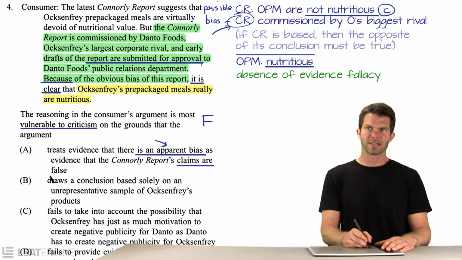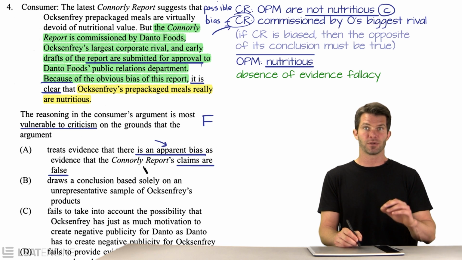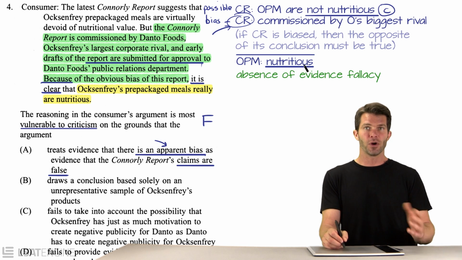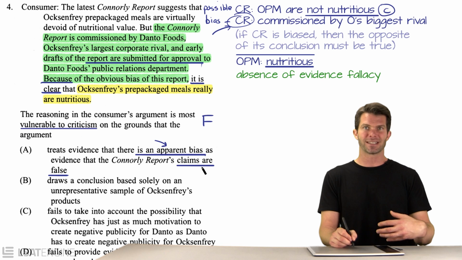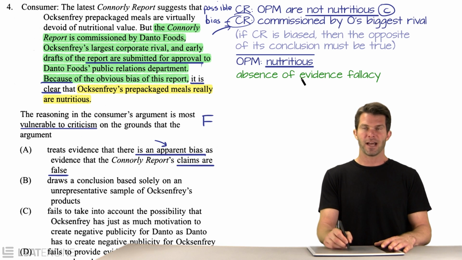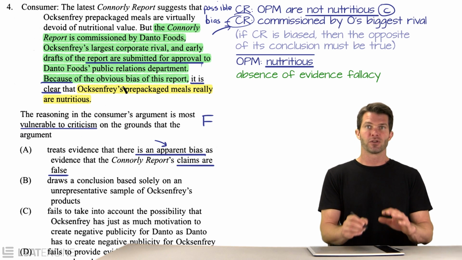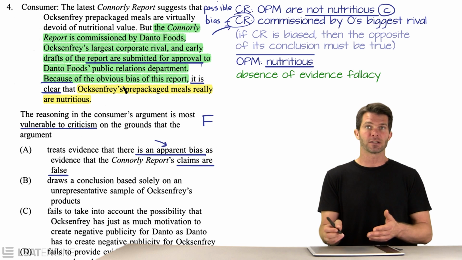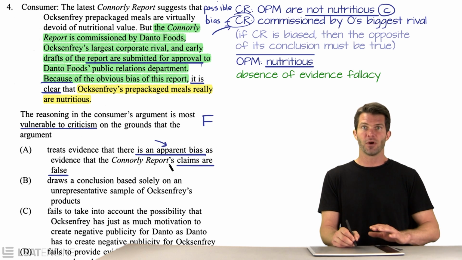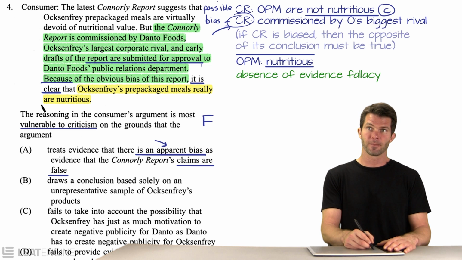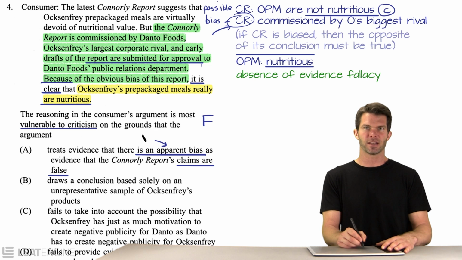And when you see bias in somebody's evidence, or you take away somebody's evidence, you don't get to conclude that their claims are false. You don't get to say the opposite of their conclusion. That's what the absence of evidence fallacy looks like. Instead, you need to go back to square one. You need to say, well, the Connerly report is biased, so now we can't be sure whether Oxenfree's meals are nutritious or not. We've got to go back and do another study or something. But we don't get to conclude that they are nutritious just because the evidence that said they weren't is suspect. That's the absence of evidence fallacy. And so that's why A is a right answer.